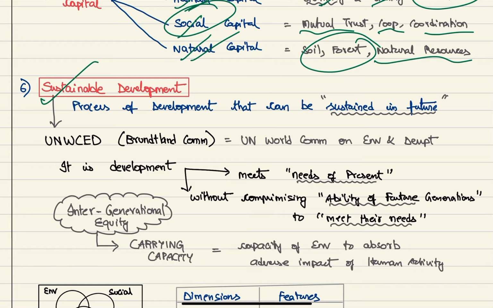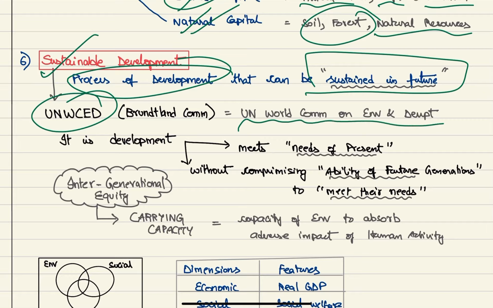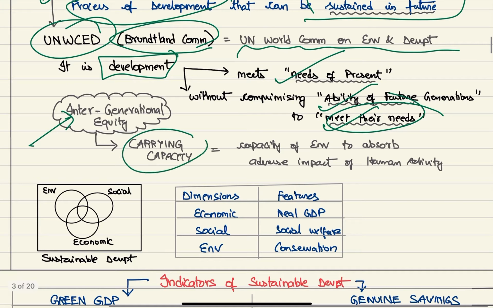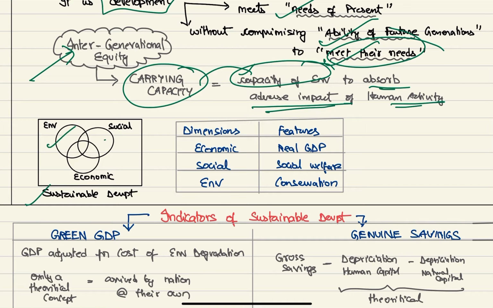Next we have sustainable development. It is a process of development which can be sustained in the future. UNWCED, which is the UN World Commission on Environment and Development, also called the Brundtland Commission, defines sustainable development as development which can meet the needs of the present without compromising the ability of future generations to meet their needs. So it talks about intergenerational equity and carrying capacity, which is the capacity of the environment to absorb the adverse impacts of human activity. So we have three dimensions: environment, social, and economic.